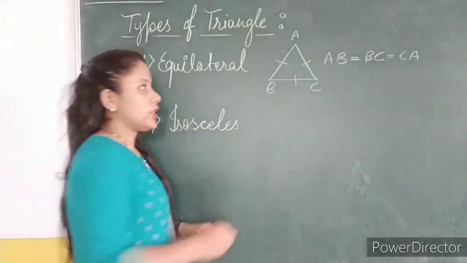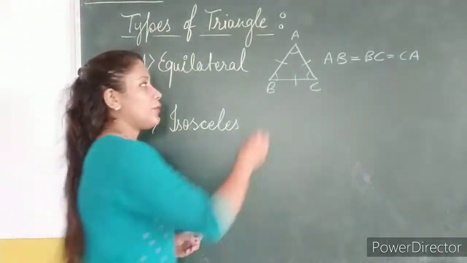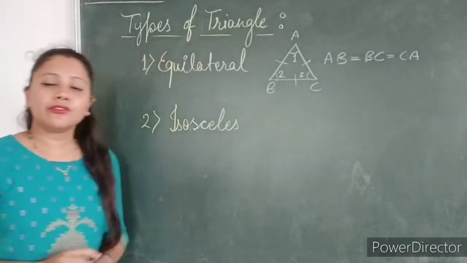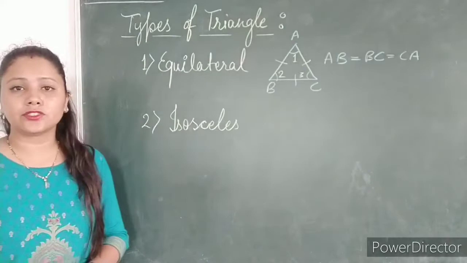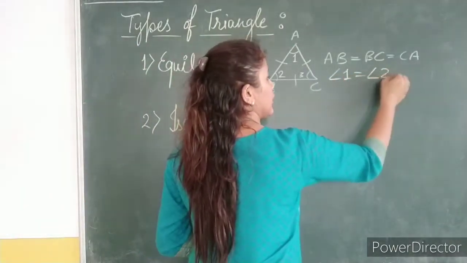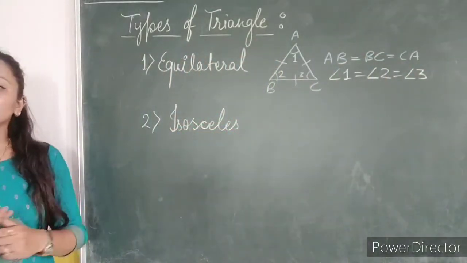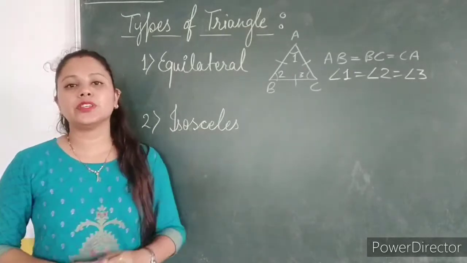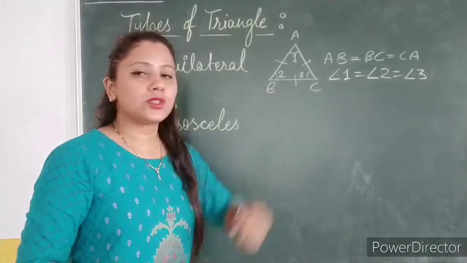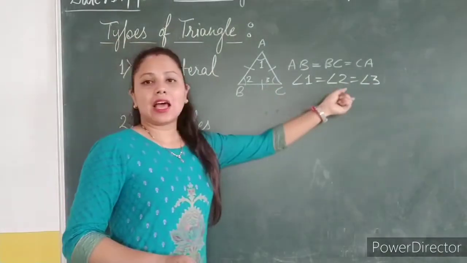And another condition is all angles are also equal. Suppose that is your angle number 1, 2, 3. So if you have an equilateral triangle, it means all three angles are also equal. Clear? So we have two properties of equilateral triangle. The first one is all three sides are equal, and the second one is all three angles are also equal. So in an equilateral triangle, all angles are equal.